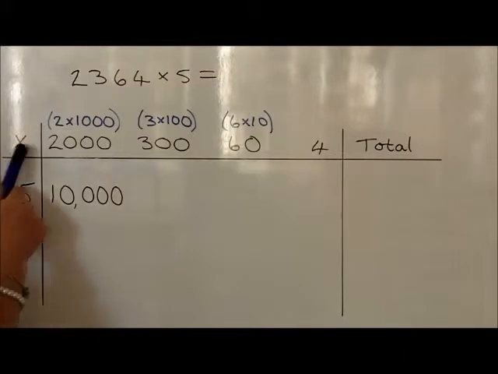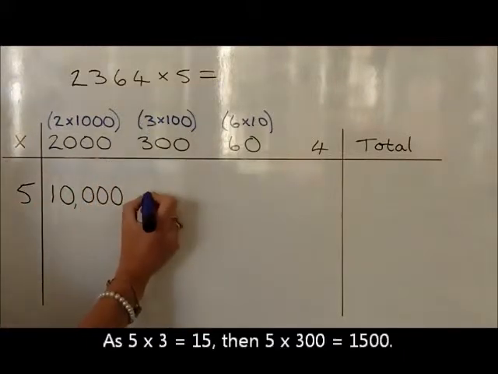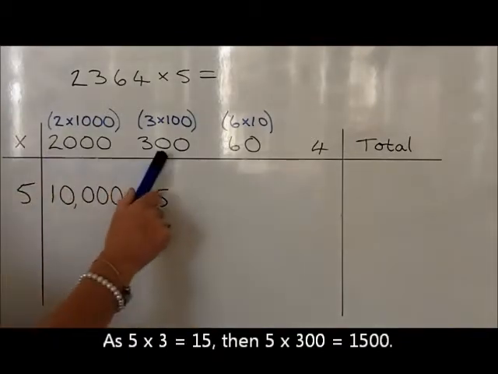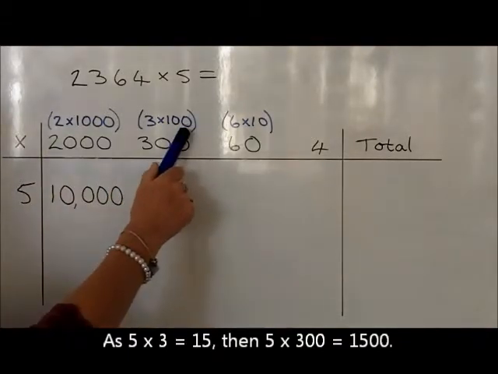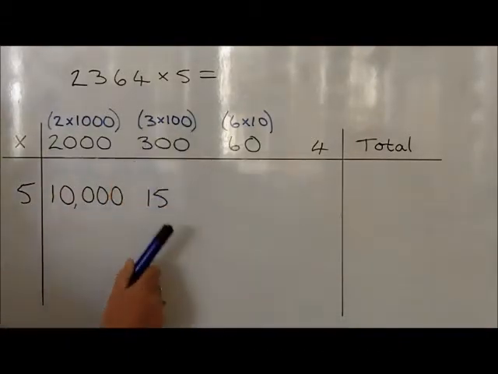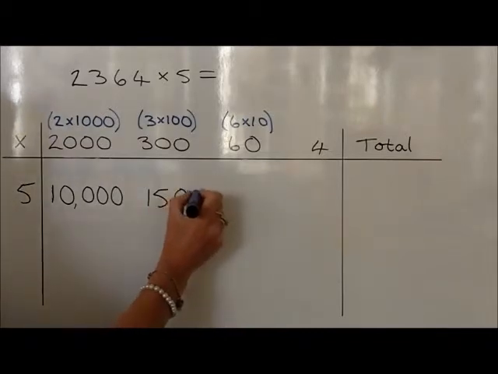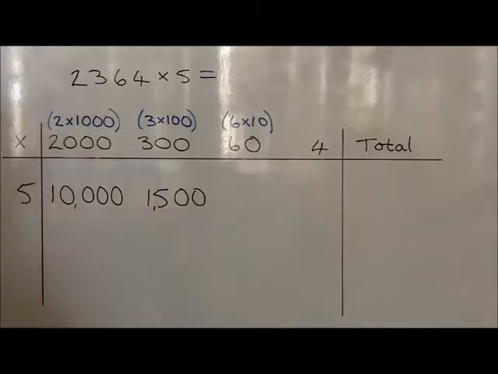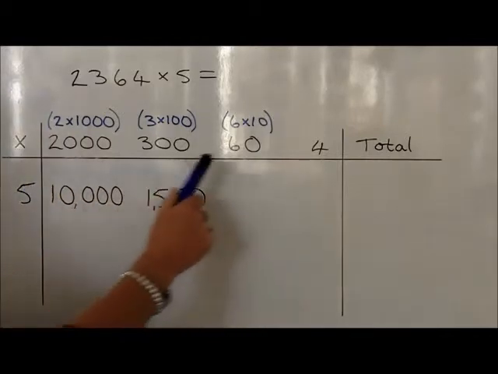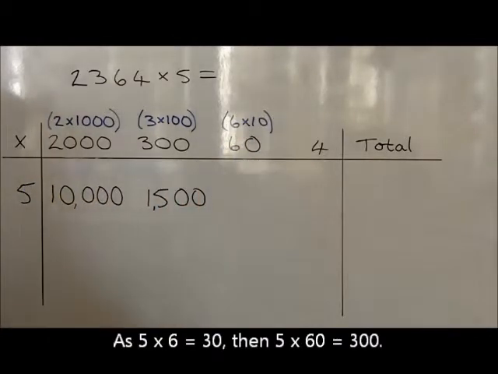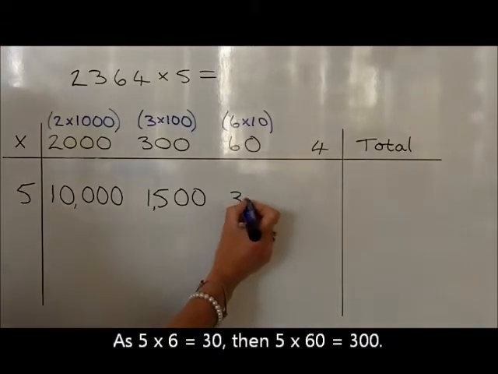We now look at 5 times 3, write the answer down as 15. But we're actually doing 5 times 300, so this is 100 times bigger than the 3. So the 15 becomes 100 times bigger, which is 1,500. We now look at the 5 times the 6, and 5 6s are 30.